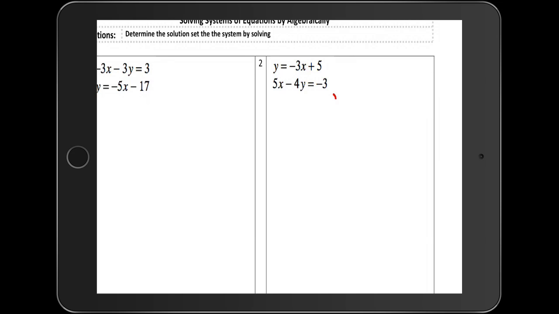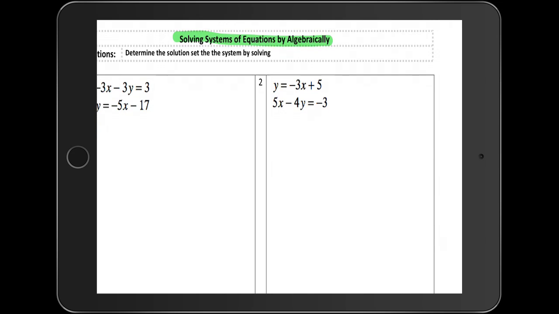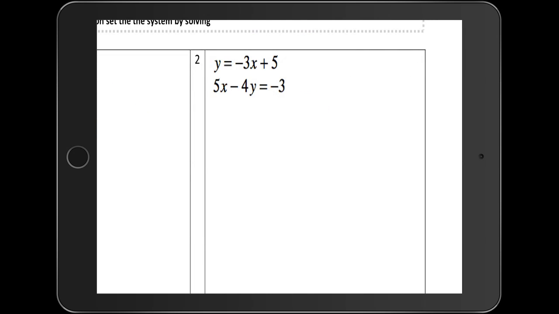So again, we're still solving systems of equations algebraically. So again, that means I have 2 or more equations and I'm trying to find the x and y pair, the coordinate pair that will make both of these equations true. So yesterday, all of our equations were already solved for y, but as you can already see in our problem right below us, not both of these are solved for y. So this first one is solved for y, but this second one isn't, which means I first need to solve this equation for y. So we've had practice doing this, so solve this equation for y.